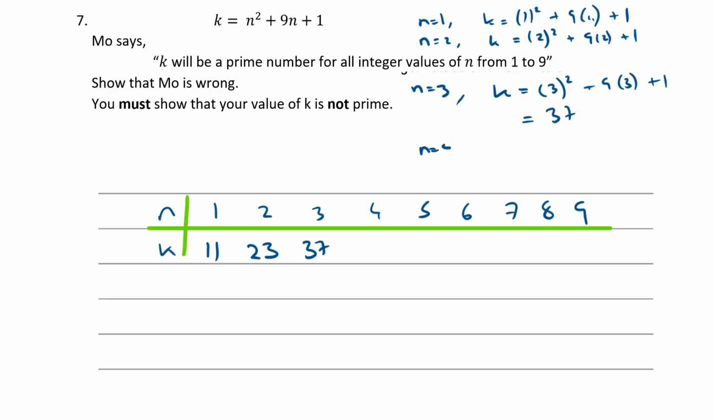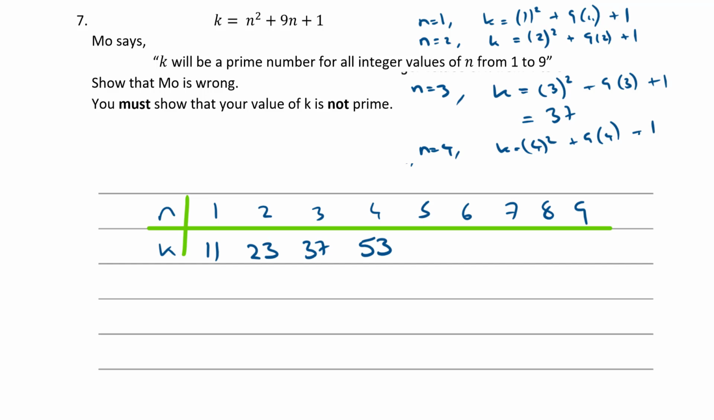About 4, n is 4. So k is 4 squared plus 9 lots of 4 plus 1. So 4 squared is 16. 9 lots of 4 is 36. 16 and 36, 46, 52 plus 1 is 53, which I think annoyingly might also be a prime.